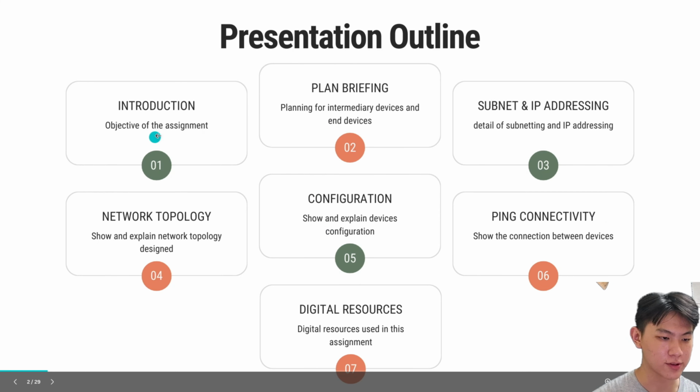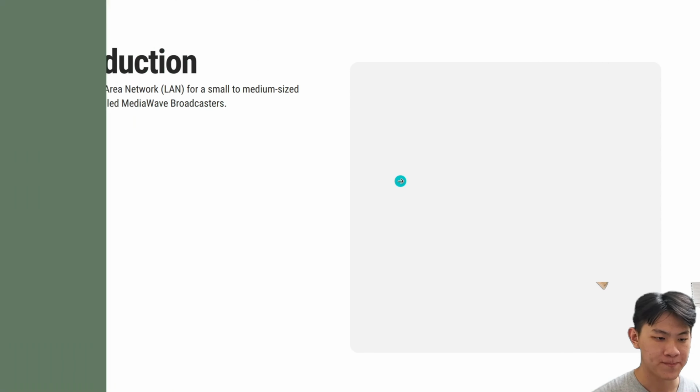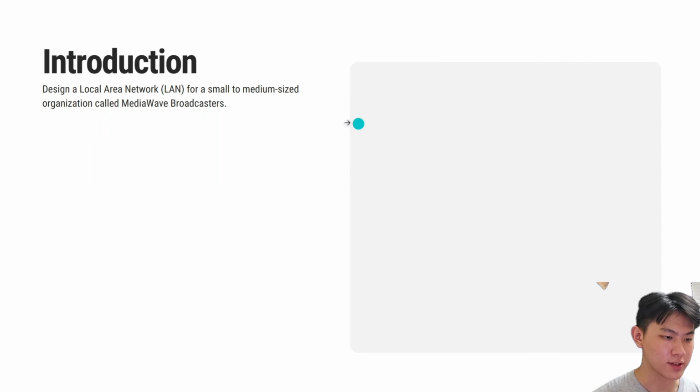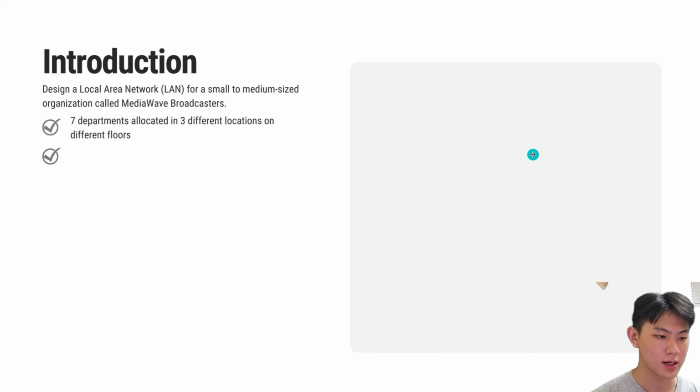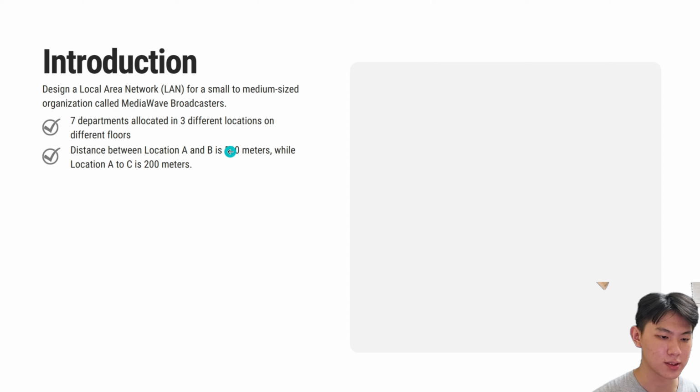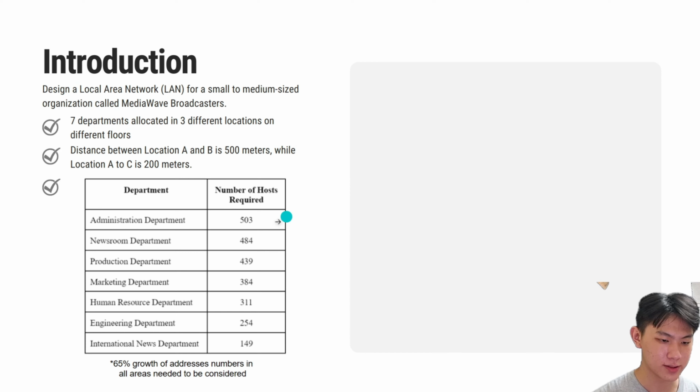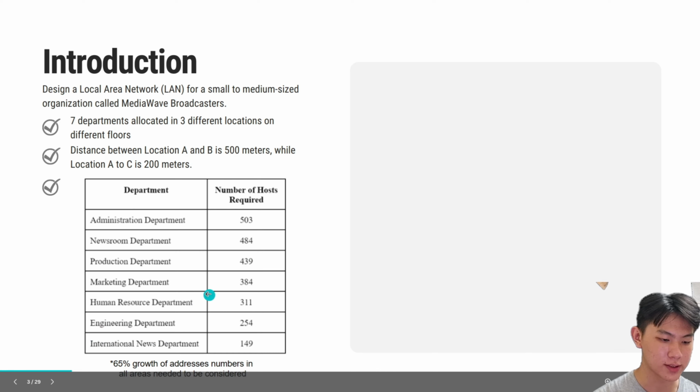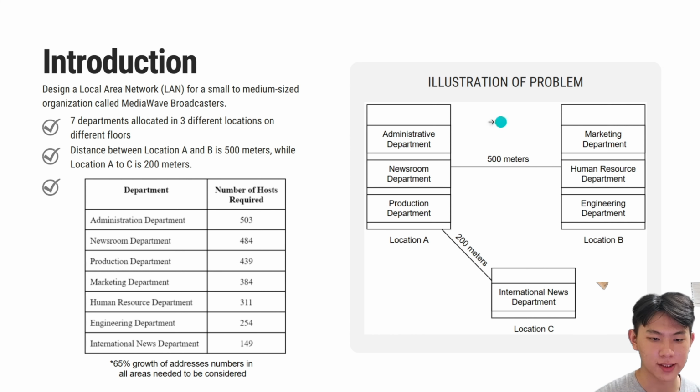Now I will talk about the first topic, which is the introduction of the assignment. The main objective of this assignment is to design a local area network for a small to medium-sized organization called Media Wave Broadcaster. There are several key points that we need to take note of. The first one is that there are 7 departments allocated in 3 different locations on different floors. The second point is that the distance between location A and B is 500 meters, while location A to C is 200 meters. This table indicates the number of hosts required by each of the departments, and 65% growth needs to be considered. Based on the information given, we can illustrate the problem as this diagram.